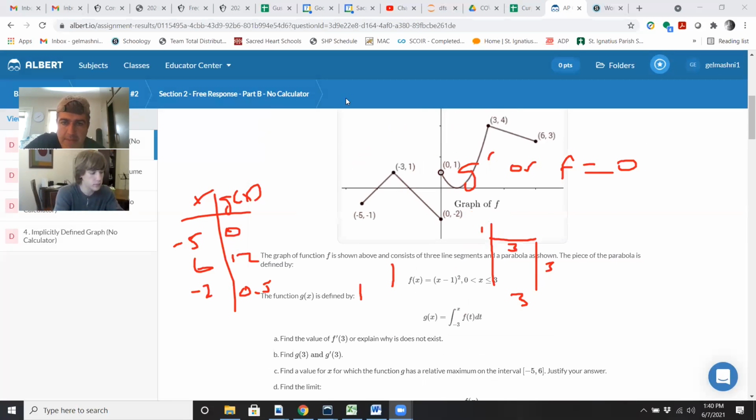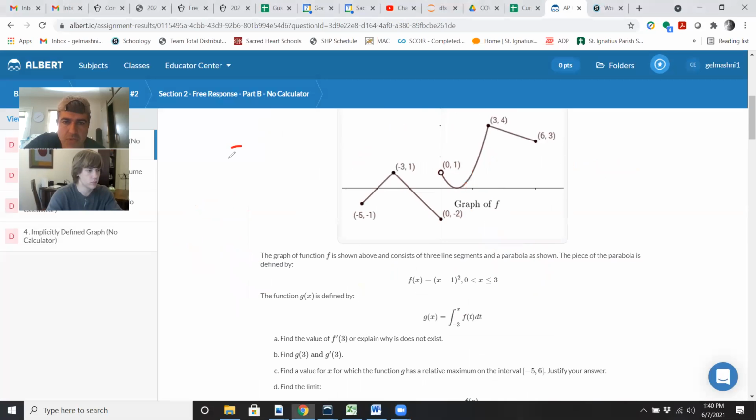Remember, g prime equals f. And so you need g prime to go from positive to negative, or f to go from positive to negative, which totally happens right there. Because here it goes from negative to positive, and here there's no sign change.